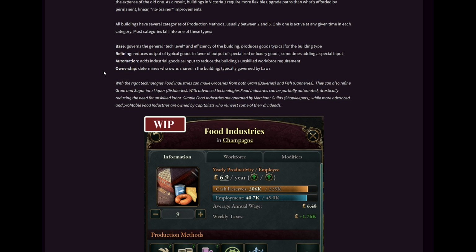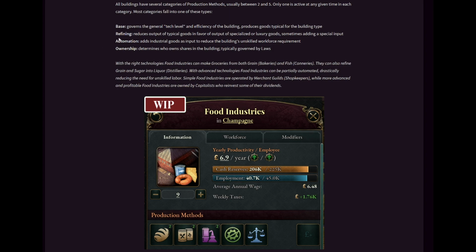The base governs the general tech level and efficiency of the building, and produces goods typical for the building type. Base production. Like if you have a brewery, it brews something to drink. Most probably something alcoholic. Mostly beer.